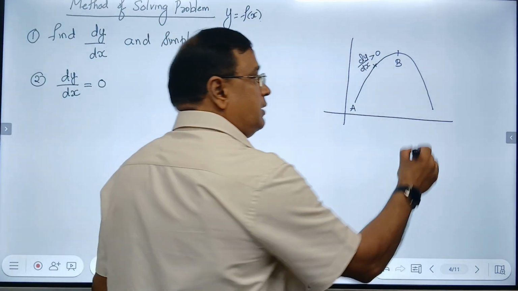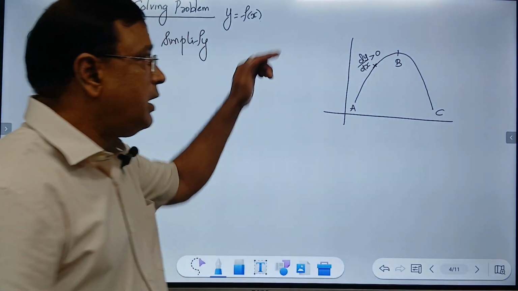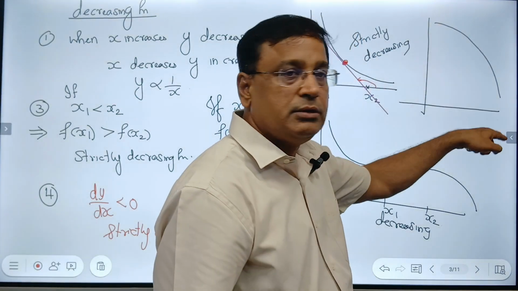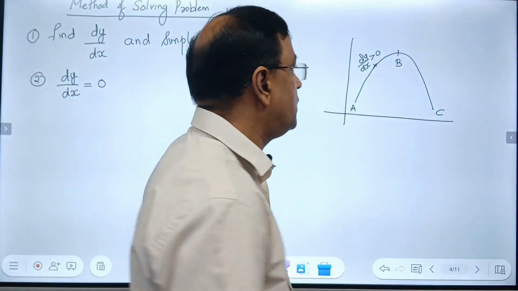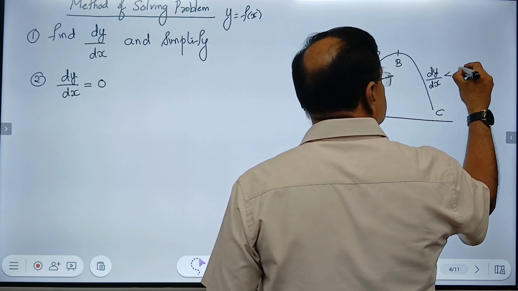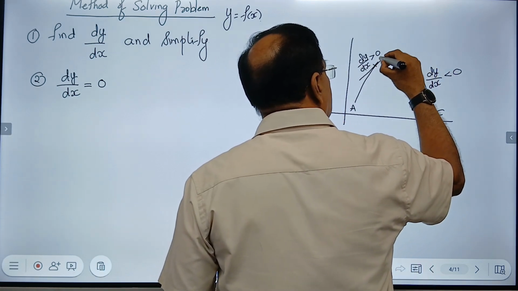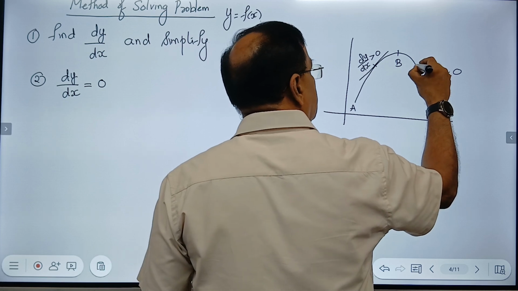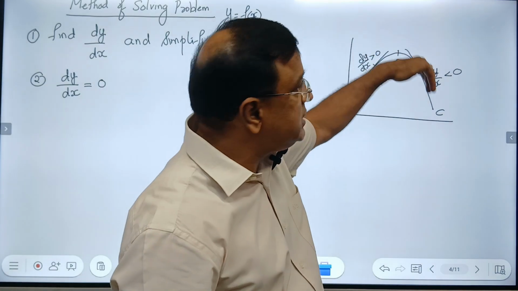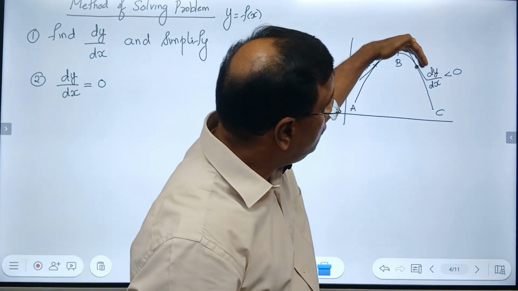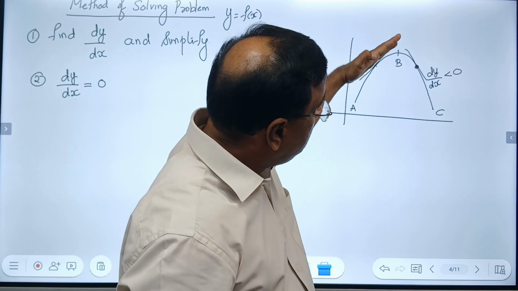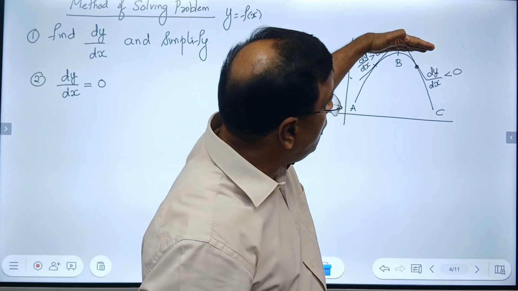Now from B to C, we can see clearly it looks like a decreasing function, correct? So your dy by dx is going to be less than 0. Here the tangent makes an acute angle. Here the tangent makes an obtuse angle. So when you move from A to C, your tangent, which is making an acute angle, will slowly turn and it will become an obtuse angle.